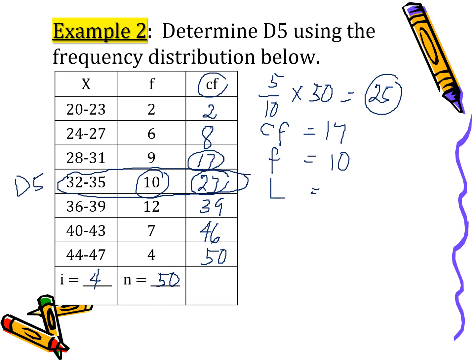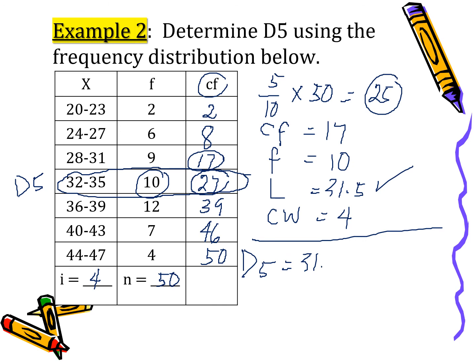Next is the lower class boundary. Simply minus 0.5 from 32. Rather, not minus 5, it's minus 0.5. 32 minus 0.5 is 31.5. And of course, the class width or i is equal to 4. So we can now use the formula and substitute all these values. Decile 5 is equal to L, the lower class boundary, which is 31.5, plus, open parentheses, 25, the 50% or 5 over 10 of 50, minus cumulative frequency, which is 17, and then over frequency, which is 10, in close parentheses, times the class width, which is 4.